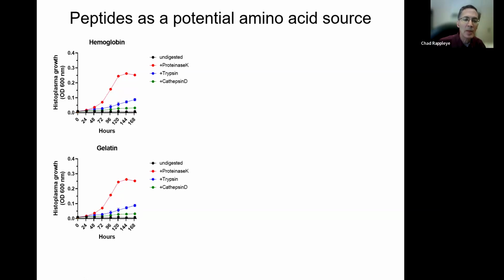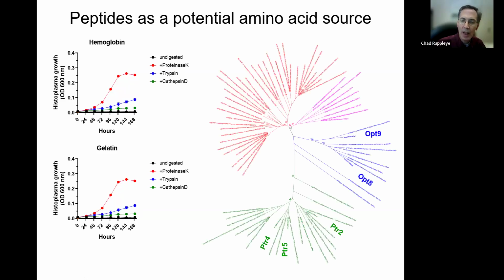And importantly, the more you digest that protein into smaller and smaller peptides, you increase the degree of growth of Histoplasma. So this gave us some really interesting information that it's probably small peptides or oligomers that are providing the amino acids for Histoplasma to use. In support of this, Histoplasma has 5 peptide and oligopeptide transporters that will serve a different function than the free amino acid transporters.